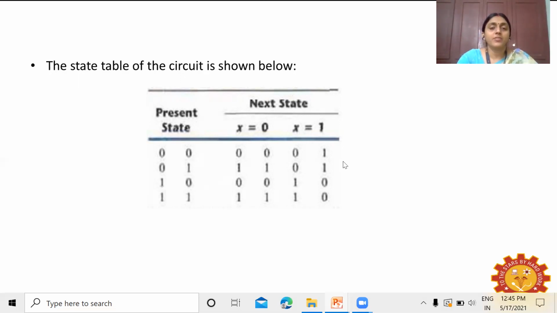And next, we get 1, 0 as the present state inputs. When x is 0, we get the next state values as 0, 0, and when x is 1, we get the next state values as 1, 0. When the present state values are 1, 1 and input x is 0, the next state values are 1, 1, and when x is 1, the next state values are 1, 0.